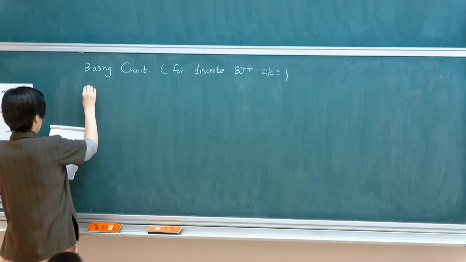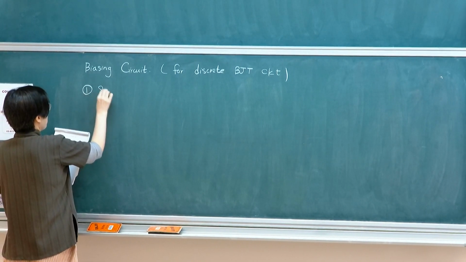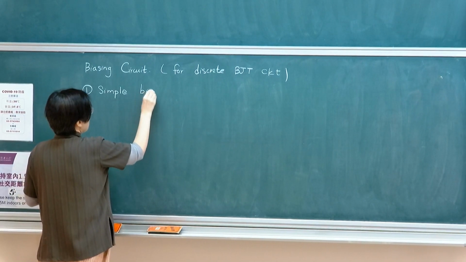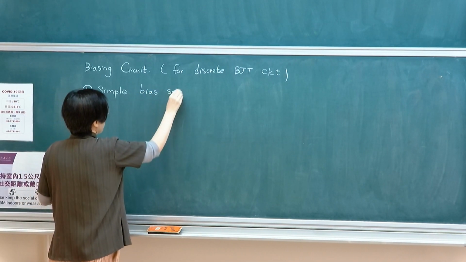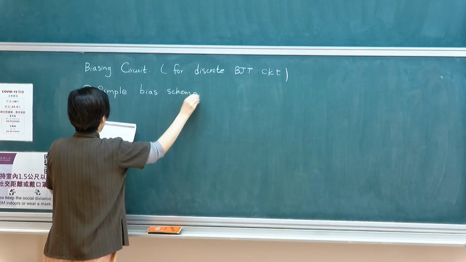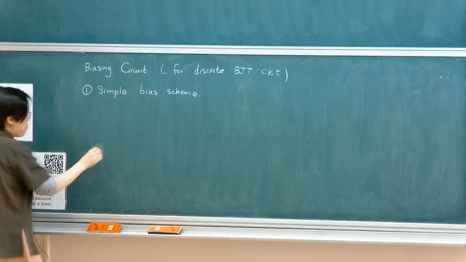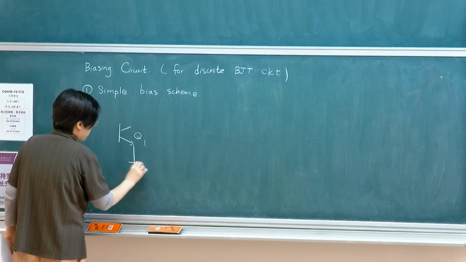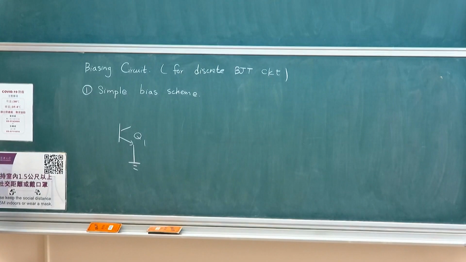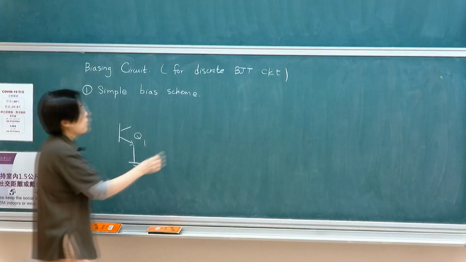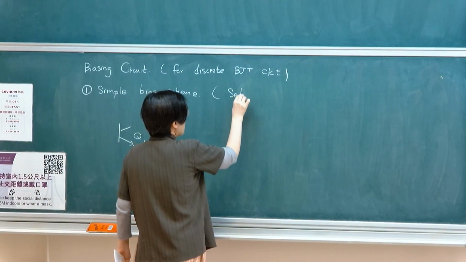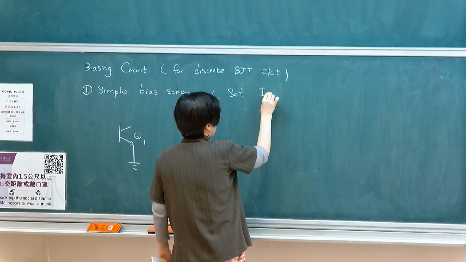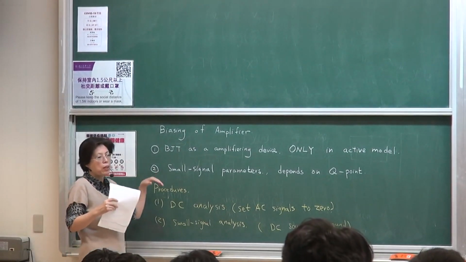So for example, we're going to introduce one that is referred to as the simple bias scheme. This is the most simple one. If you think about it, with a bipolar junction transistor, one of the key things is that you could actually set your biasing. Typically, rather than setting VB, what we want to set is IC. I think that will be something that we cover today.